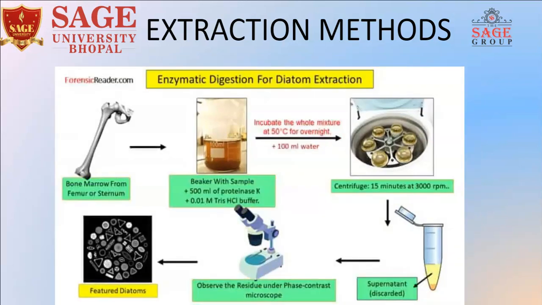The second method is enzymatic digestion method. In this method, cell digestion of biological evidence is carried out by using proteinase K and Tris-HCl buffer. 50 gram of tissue sample is taken and suspended in 500 ml of proteinase K and 0.01 molar Tris-HCl buffer. After digestion, we will follow the same process of centrifugation and slide preparation.